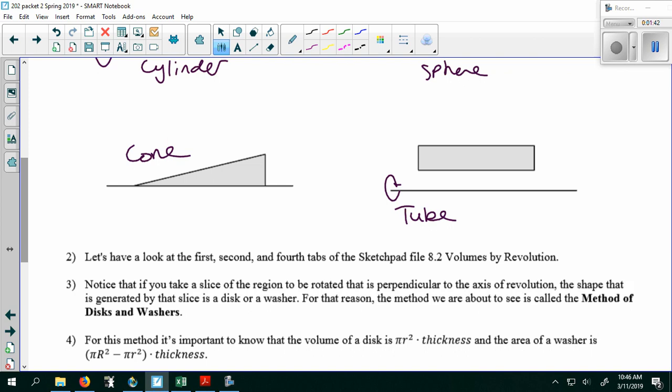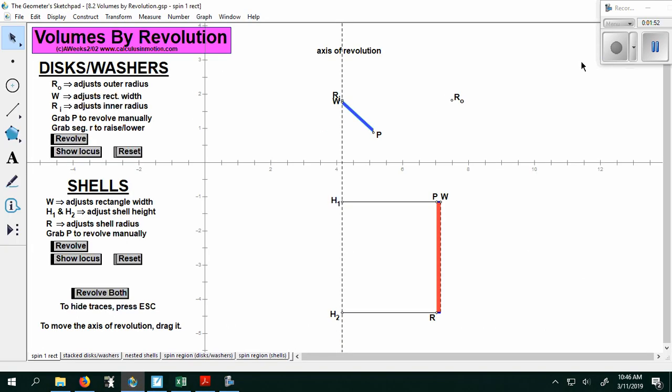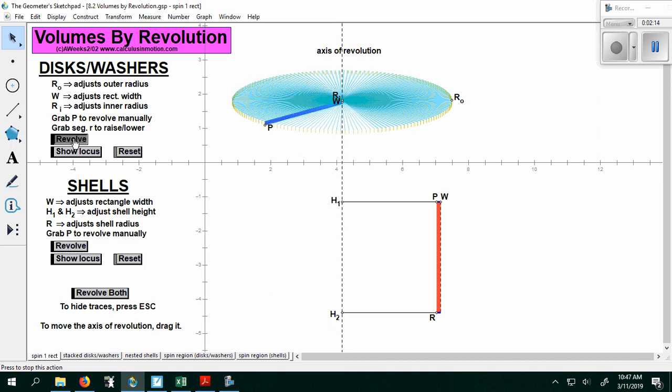Okay, so let's look at some of these things in 3D. We're going to see some animations of what these look like. Okay, so here I have a blue rectangle, or a rectangle that's very, very thin, right? If I rotate it about the axis of revolution, I am going to get a cylinder that is very, very thin. We would call this a disk. Okay, we're forming a disk when we rotate this very thin rectangle about the axis of revolution.